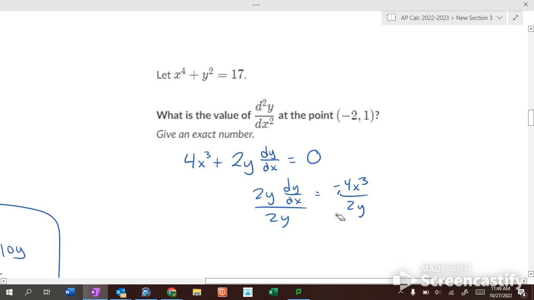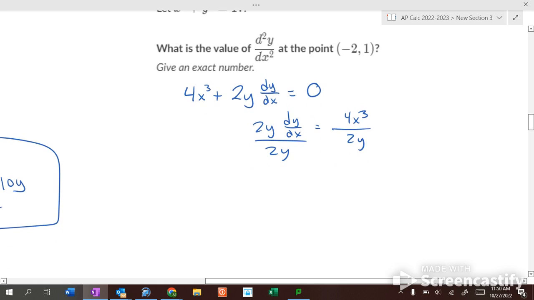Not negative 2y. Mr. Bierschbach just did a... Oh, would you please? Yeah, I was. Yep, I was just making it worse. So dy/dx equals negative 2x cubed over y. Okay? Second derivative.